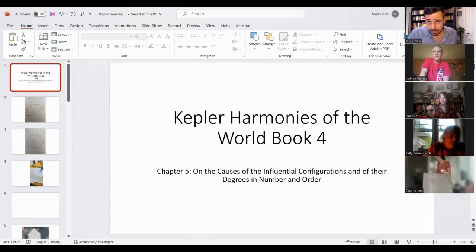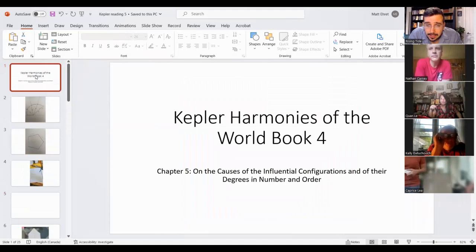Now, today's reading, the title of the chapter that we're going to look at is on the causes of the influential configurations and of their degrees in number and order.